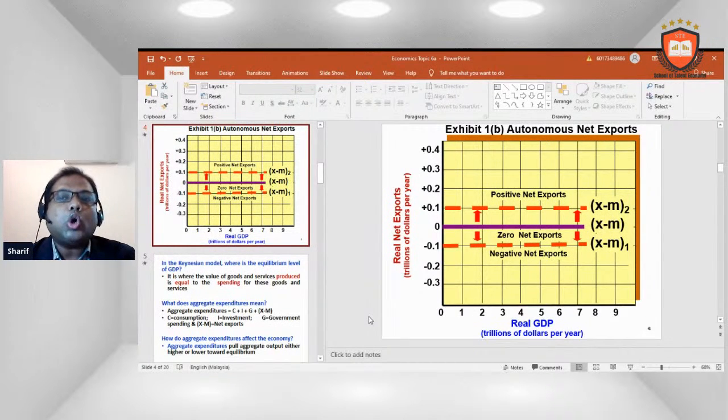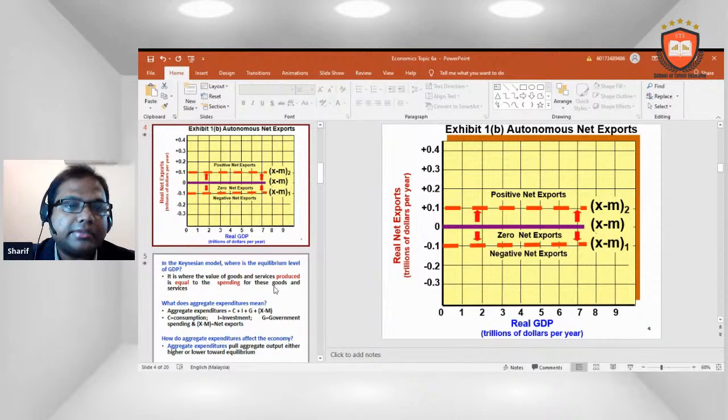So this is the autonomous net export. Autonomous net export equals negative net export, positive net export, zero net exports. In the zero net export, it has X minus M. So negative net export. This is the real GDP, trillions of dollars per year, and this is the real net export, trillions of dollars per year.